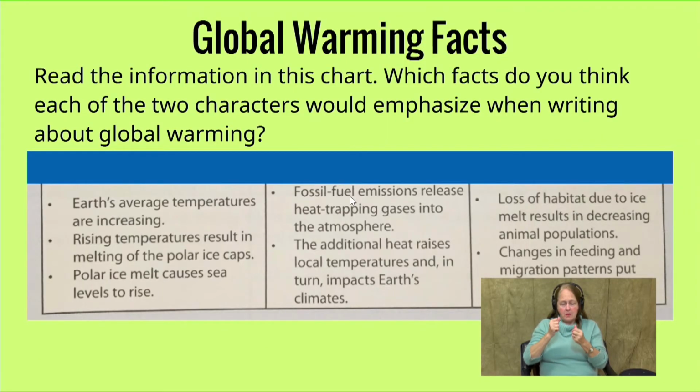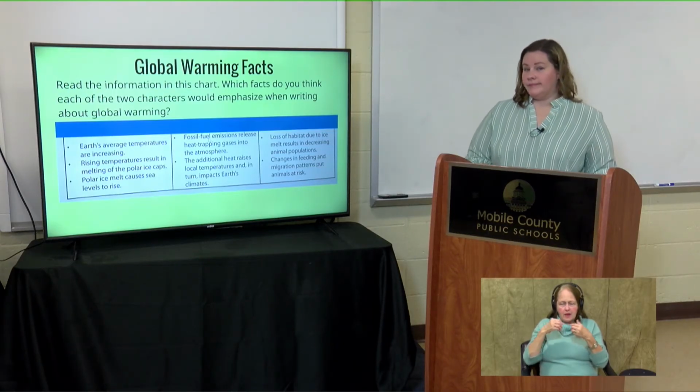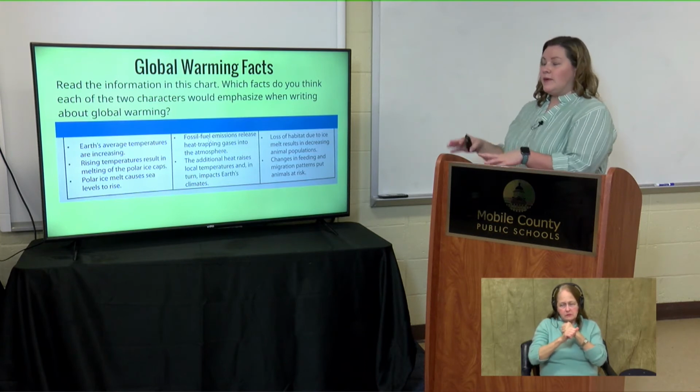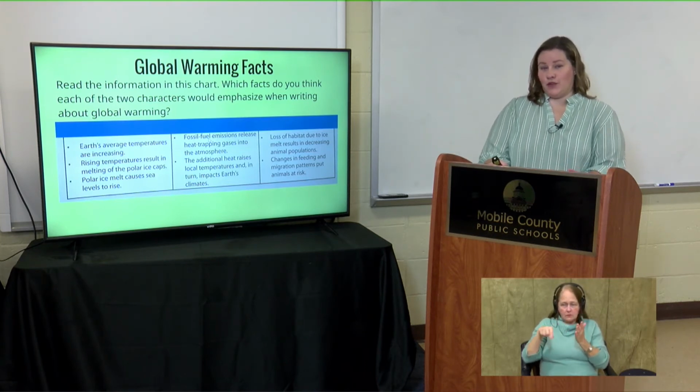Then we have the middle one. It says fossil fuel emissions release heat-trapping gases into the atmosphere. The additional heat raises local temperatures and in turn impacts Earth's climate. The third column says loss of habitat due to ice melt results in decreasing animal populations. Changes in feeding and migration patterns put animals at risk. This is the information that the students might look at and use as a basis for their paper that they would write.